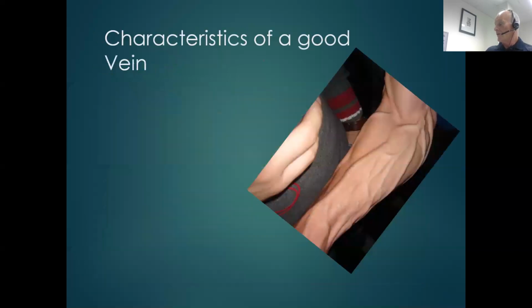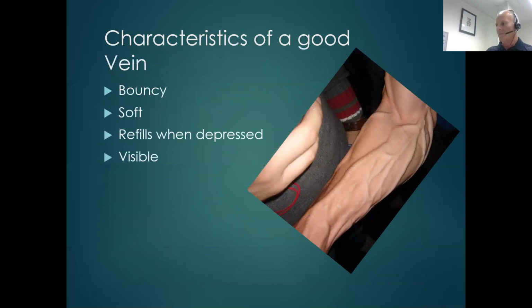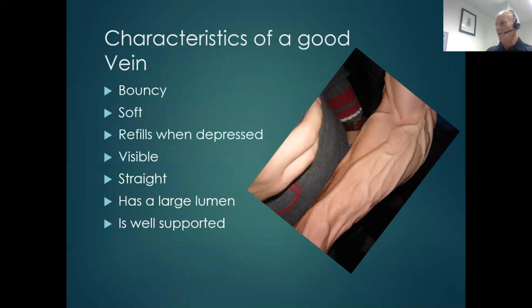Now, characteristics of a good vein, and they're all good veins. I wouldn't even need to put a tourniquet on there, because if we miss that, we're in trouble. They're bouncy, they're soft, they refill when depressed, they're visible, straight, nice and large, and well supported.